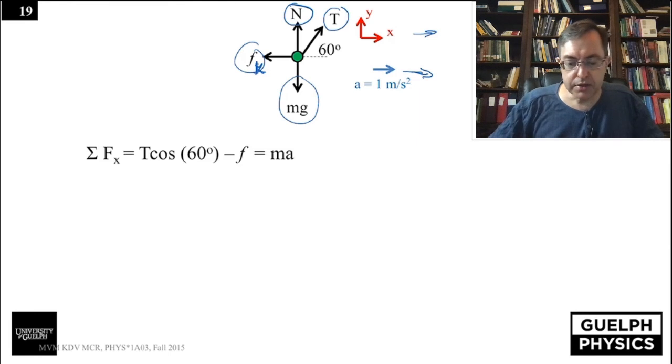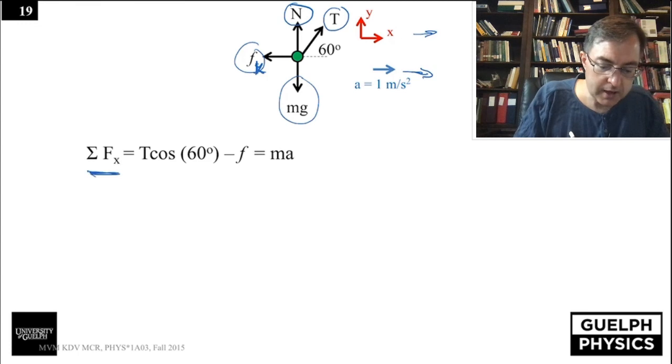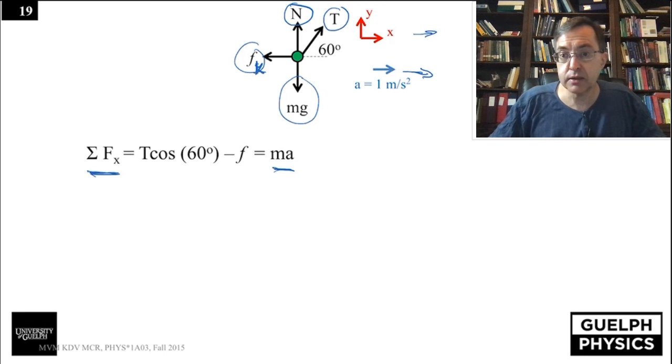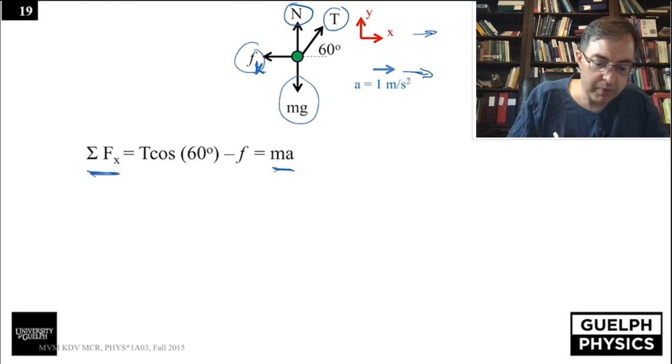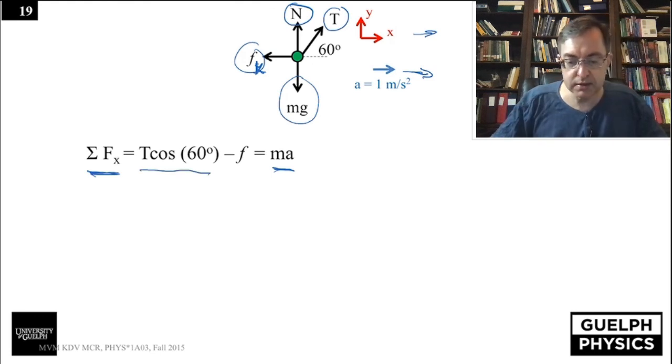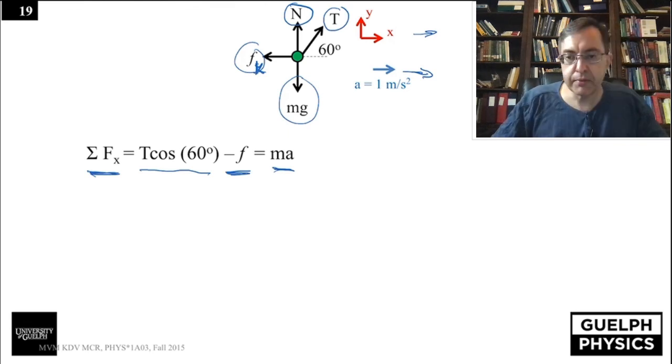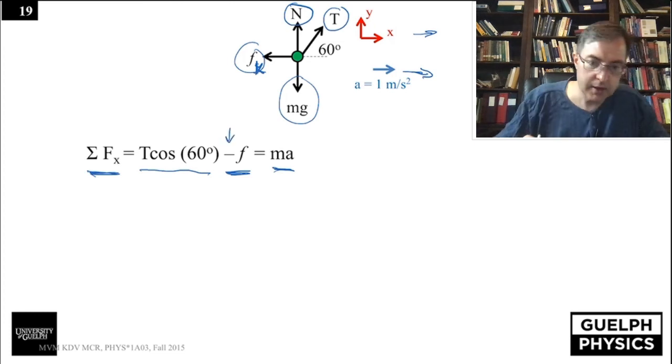So, in the x direction, I balance the forces, although now the net force in the x direction is given by m times a, not 0 anymore, because the acceleration is now 1 meters per second squared. And so in the x direction, I have positive the x component of tension, which is T cosine 60 degrees, and then I have a minus F, which is the kinetic friction, which is acting towards the left, so it comes in with a minus sign.